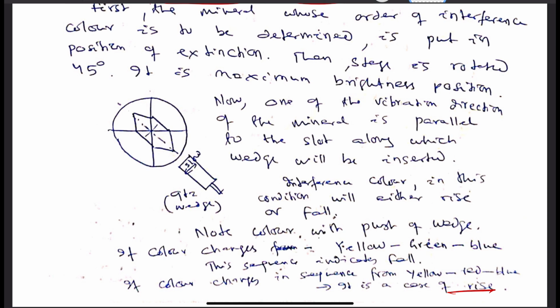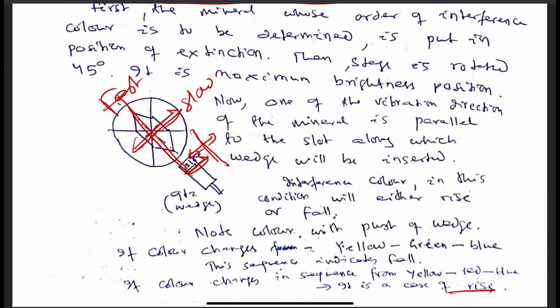So if there is rise, fast has matched with fast, slow with slow. We know this is slow, so this direction will be slow and this direction will be fast. So slow has matched with slow, fast has matched with fast. So there has been rise in color. If there will be fall, otherwise the other will be the effect.